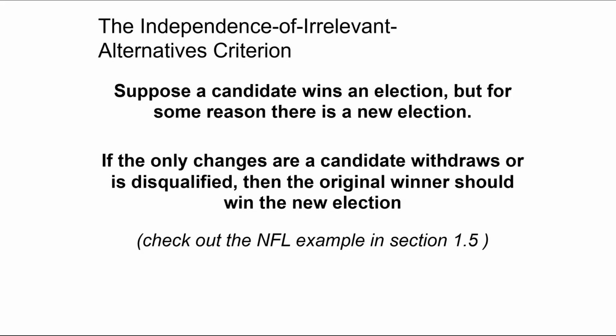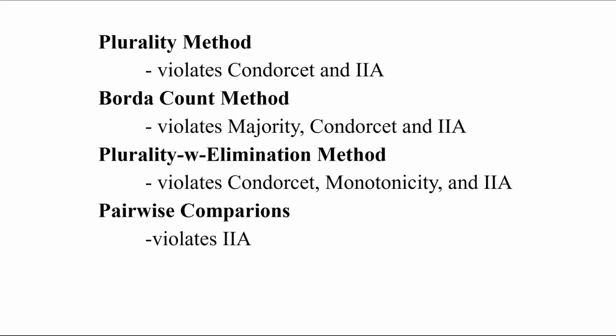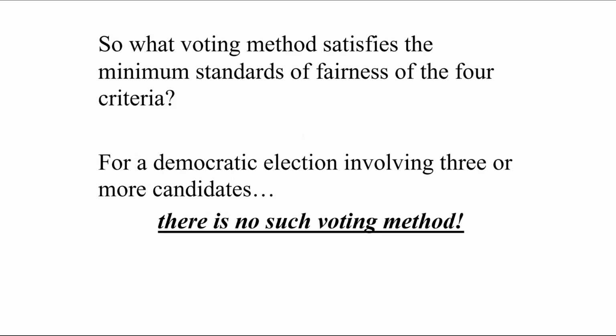And honestly, they seem kind of obvious, like the majority should win, head to head, that person should win the majority of the time. These are the basis that Arrow says establish a minimum standard of fairness. We studied 4 methods, and not a single one meets all 4. So take a moment here to look at which method violates which fairness criteria. So what voting method satisfies the minimum standards of fairness of the 4 criteria? For a democratic election involving 3 or more candidates, it's just not possible. We don't have a voting method in place for that.